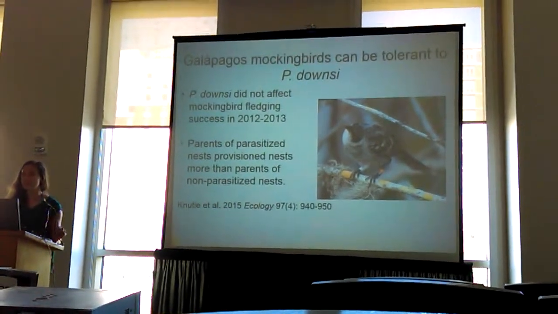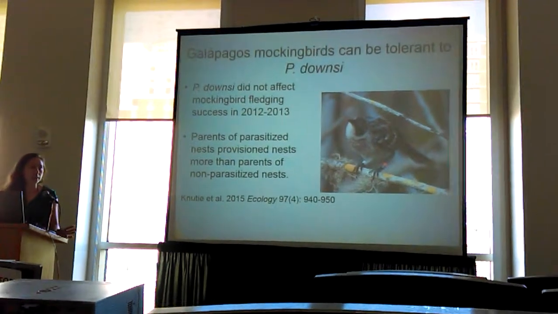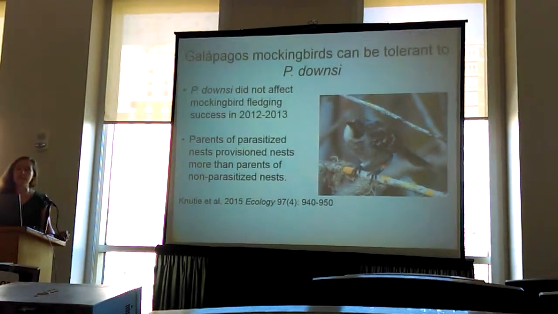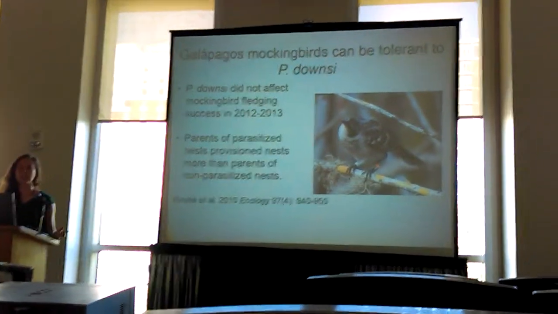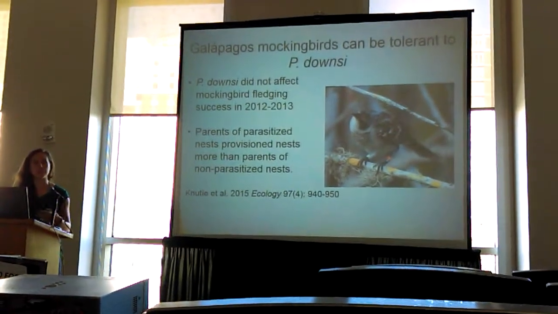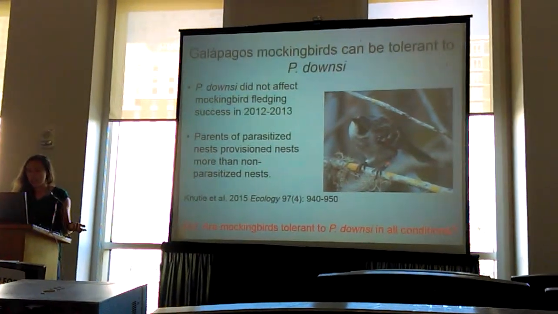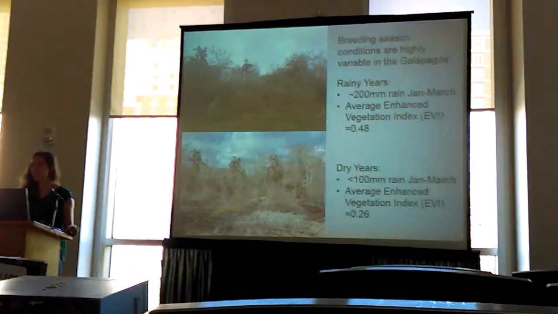But these data don't tell us whether nestlings are tolerant in all conditions. And why would we think that tolerance would vary? Well, if the mechanism of tolerance is increased provisioning, it might follow that tolerance depends on food availability and thus environmental conditions. The environment in the Galapagos is actually quite variable.